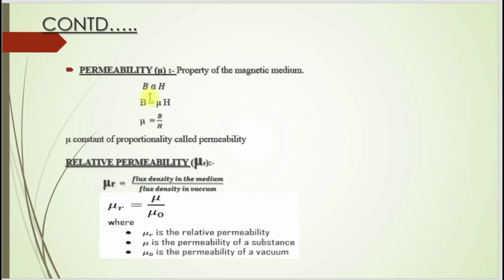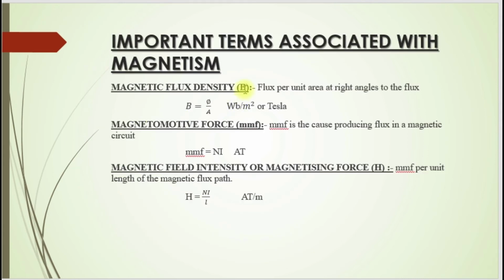Then next is permeability. Permeability means conductivity. That is the property of a magnetic medium. Here permeability is usually represented by mu. As you all know, B is proportional to H. Then what is meant by B? B means magnetic flux density and H means magnetizing force. This flux density is directly proportional to this magnetizing force H.